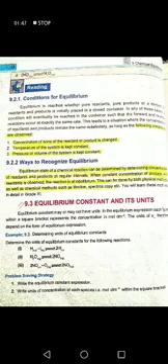Moving toward the conditions for equilibrium, there are three conditions of equilibrium: the concentration of none of the reactants or products is changed, the temperature of the system is kept constant, and the pressure or volume of the system is kept constant.